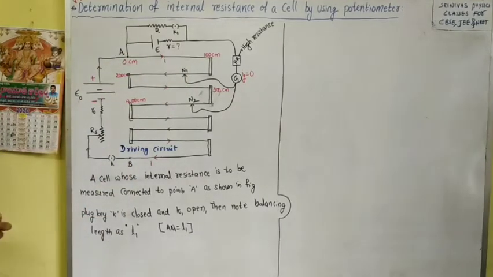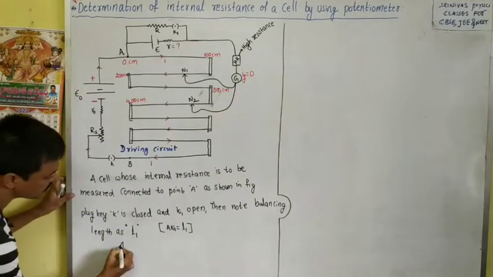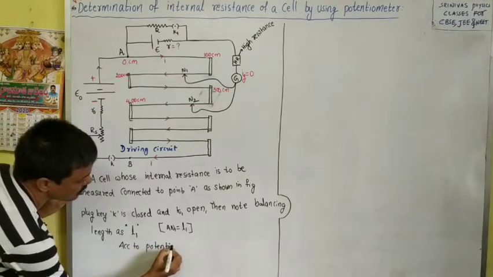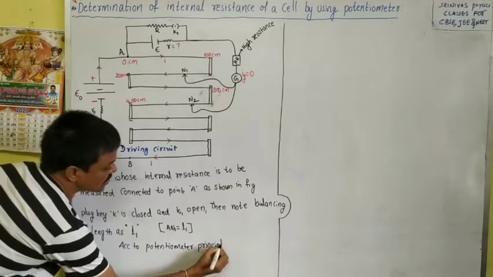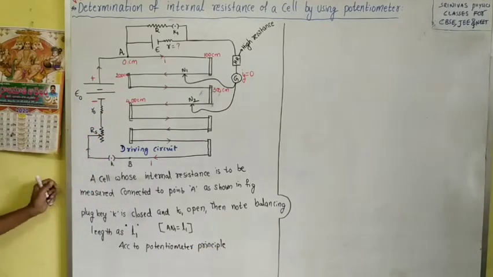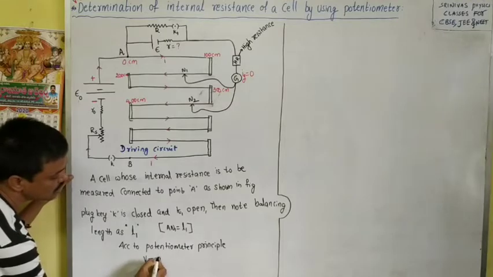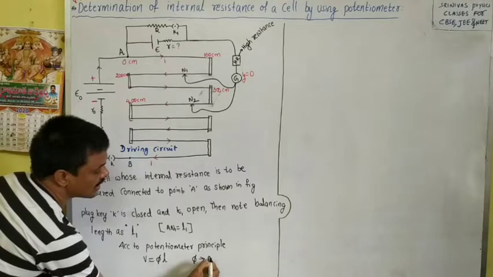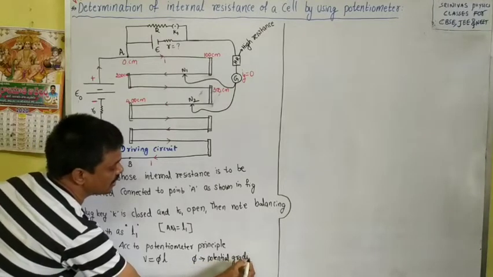Now, what is the potentiometer principle? The potential difference across the wire is directly proportional to its length. That means V is proportional to L, and from that we get the equation V equals phi L, where phi is the potential gradient, which we already know.